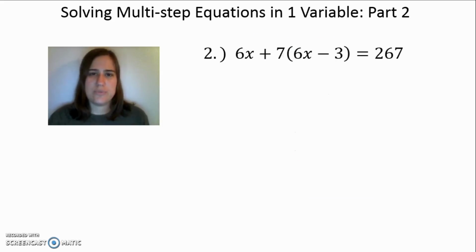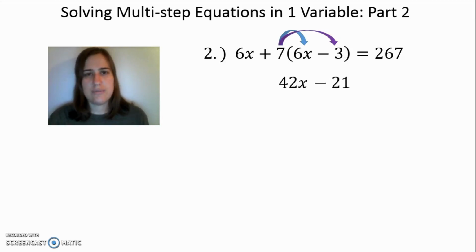Number 2. We're going to distribute the 7 with the 6x minus 3. The 6x that's way in the front is not distributed. And the 267 that's way in the back is not distributed. Only the number directly in front of the parentheses. 7 times 6x, 42x. And 7 times -3 is -21.